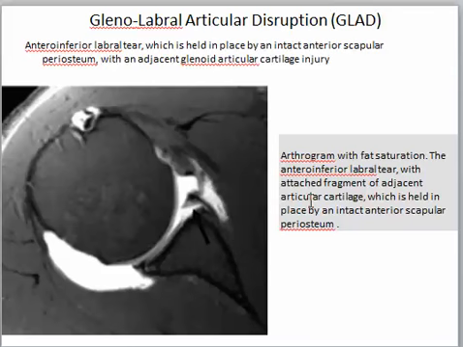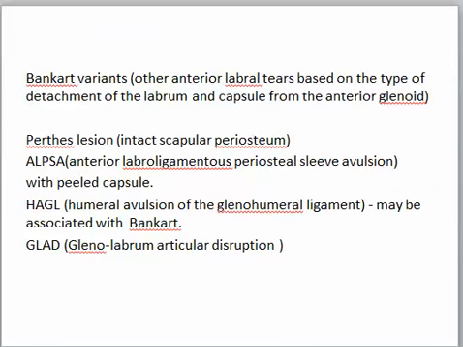An attached fragment of the adjacent articular cartilage is that one. The arrow is pointing, and it's held in place with the torn labrum. We can repeat again because this is important. Perthes disease is an anterior inferior labral tear without displacement.